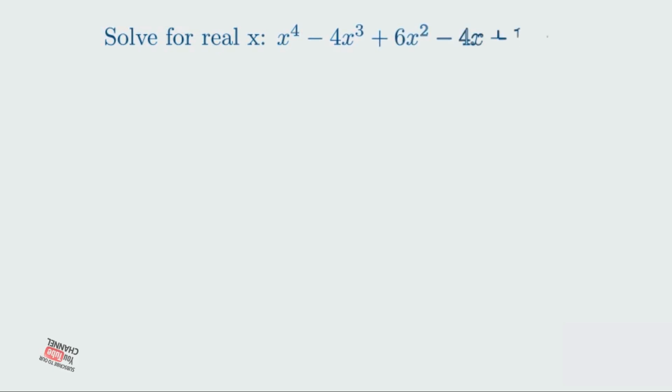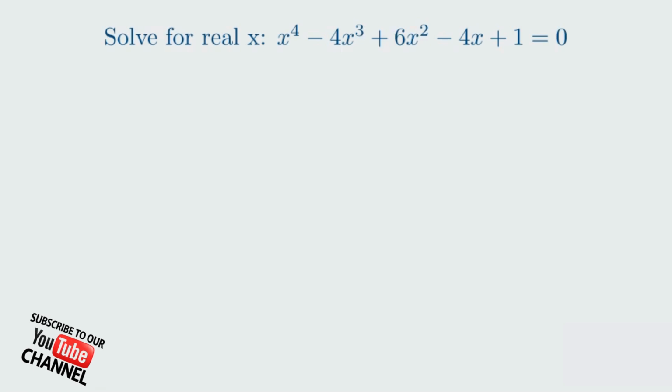Welcome. In this video, we'll walk through how to solve for the real values of x in a polynomial equation. Specifically, we'll tackle the equation x to the fourth minus 4x cubed plus 6x squared minus 4x plus 1 equals 0. By the end of this lesson, you will be able to recognize a special type of polynomial structure and solve for its roots. Let's begin by examining this equation.